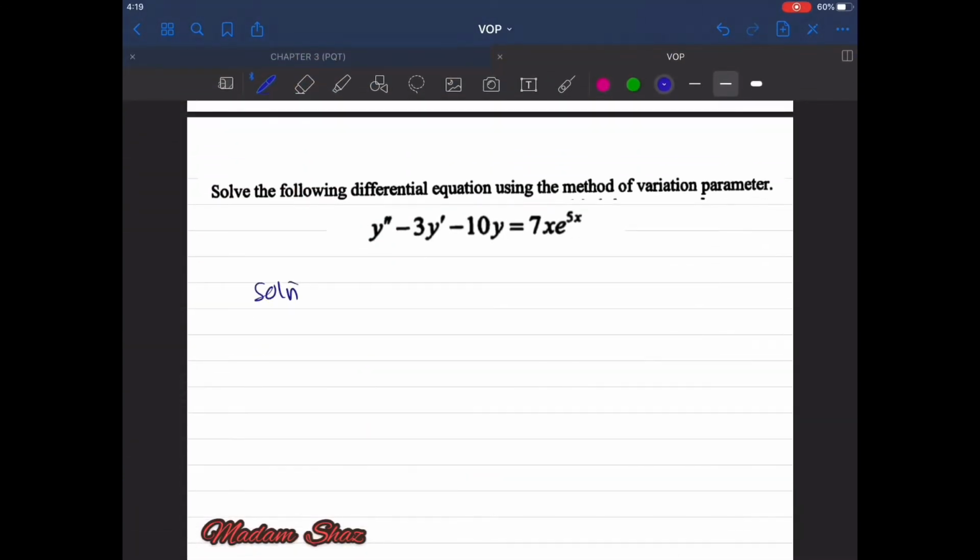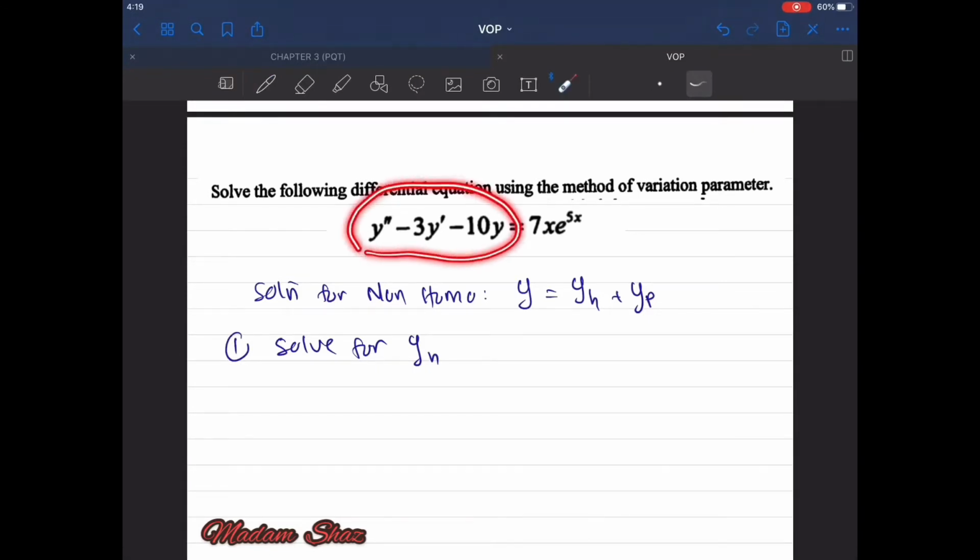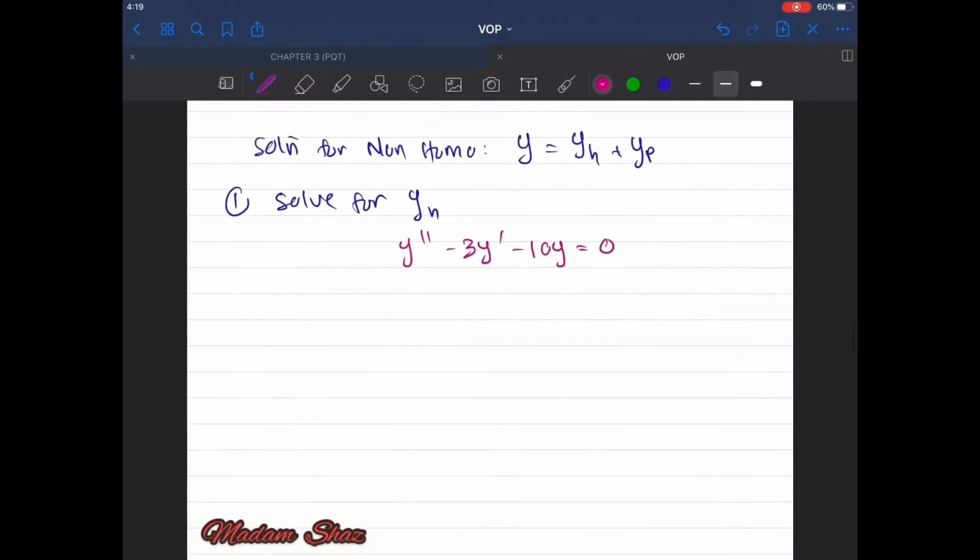So we already know that the solution for the non-homogeneous equation is y equal to yh plus yp. We will start our solution by solving for yh. In order to solve for the yh, we need to solve the left hand side, which is the homogeneous equation: y double prime minus 3y prime minus 10y equal to 0.